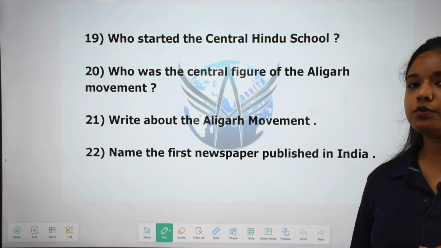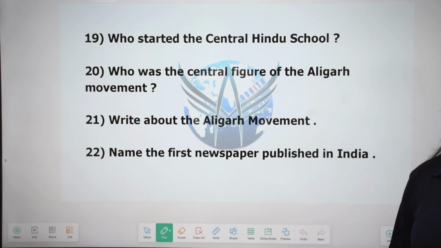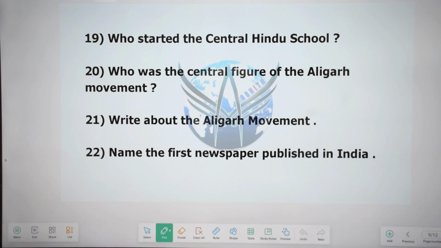Next, who started the Central Hindu School? The Central Hindu School was started by Annie Besant. She was an Irish lady, but then later on she became Indian. Who started the Central Hindu School? Annie Besant. Who was the central figure of the Aligarh movement? Sir Syed Ahmed Khan.